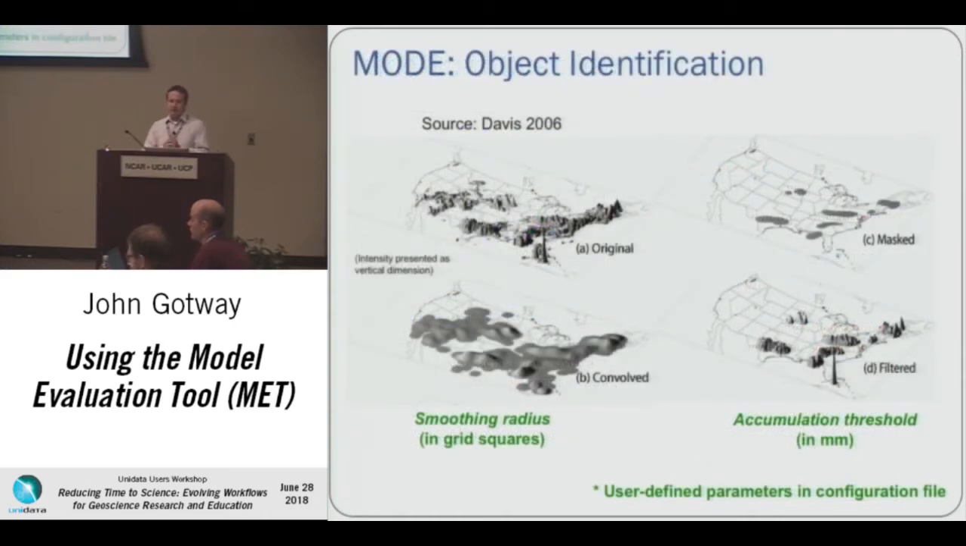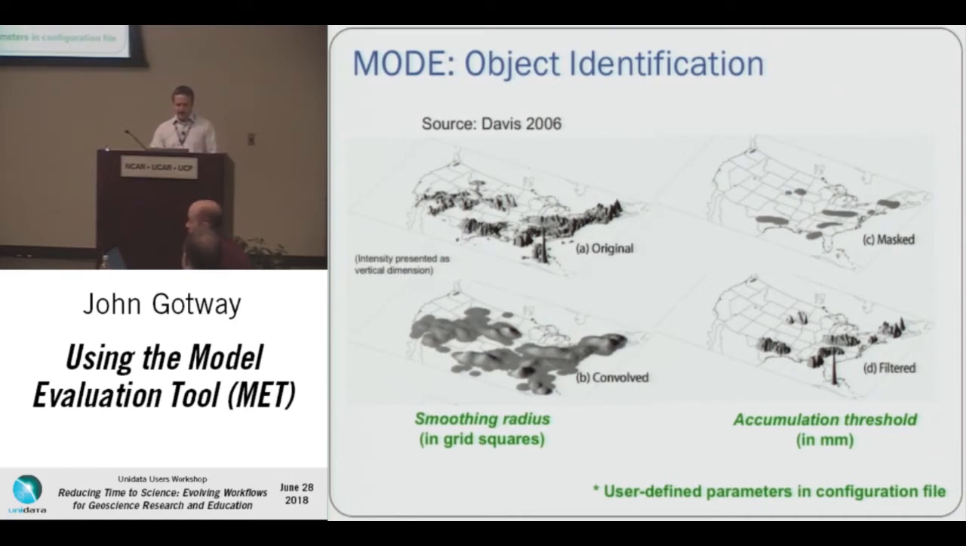Next, I'll move on to the MODE tool. MODE stands for the Method for Object-Based Diagnostic Evaluation. So in this image here, in the top left corner, there's a cool-looking plot that my colleague Randy Bullock made, and this represents precipitation accumulation values over the continental United States.